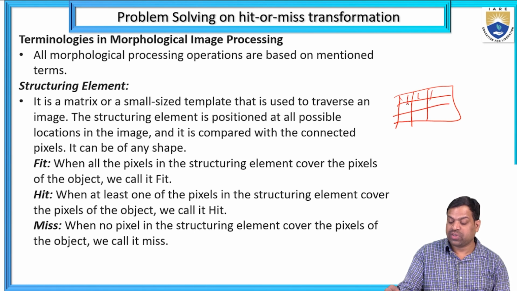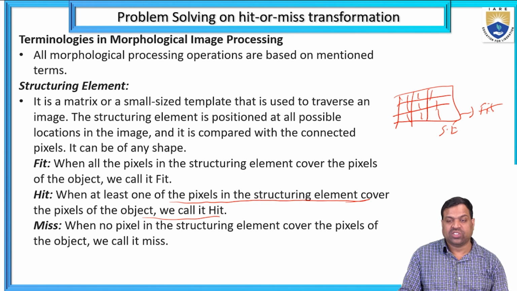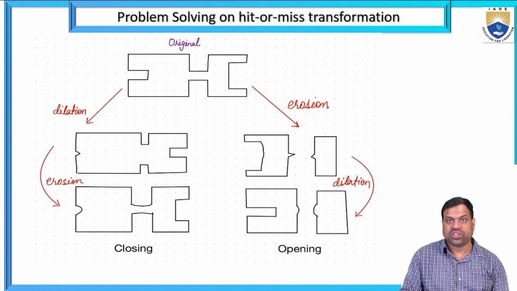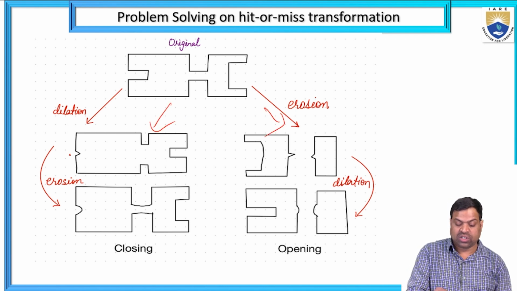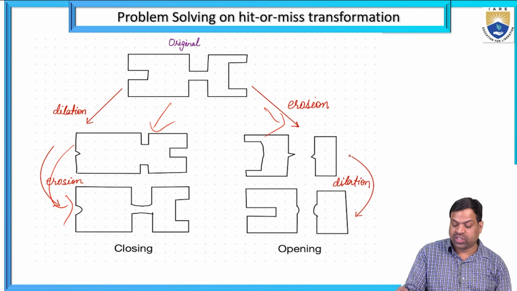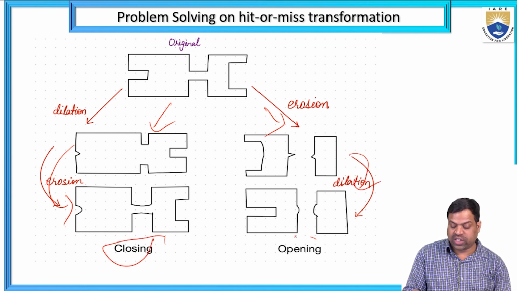Suppose my mask is 111, 111. It is a fit structuring element. Fit means all are mapped. Hit means partially mapped: at least one pixel of the structuring element covers the object pixel. Miss means there is no match of the input pixels to the mask. Here is the original image, dilation and erosion. After dilation comes erosion, and after erosion comes dilation. So finally we get the closing and opening operations.